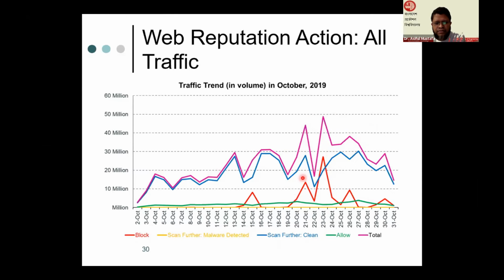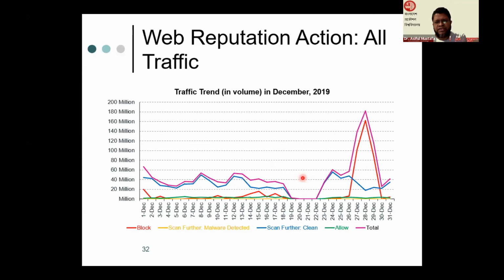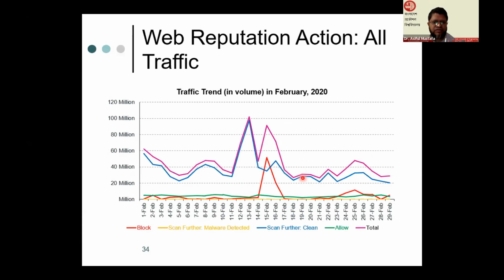In that case, we see more blockage as well as more traffic. This is a similar trend we see in November and December. Whenever there is more traffic, for this kind of system, because it's not for a wide user base, when there is a high spike of traffic, it generally means there is an attack going on, resulting in a block of traffic to the users. We see a similar trend in January and February as well.